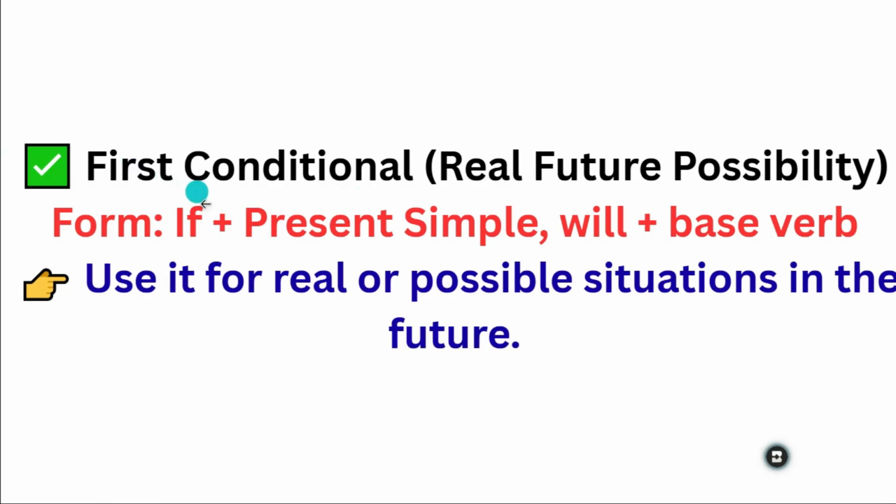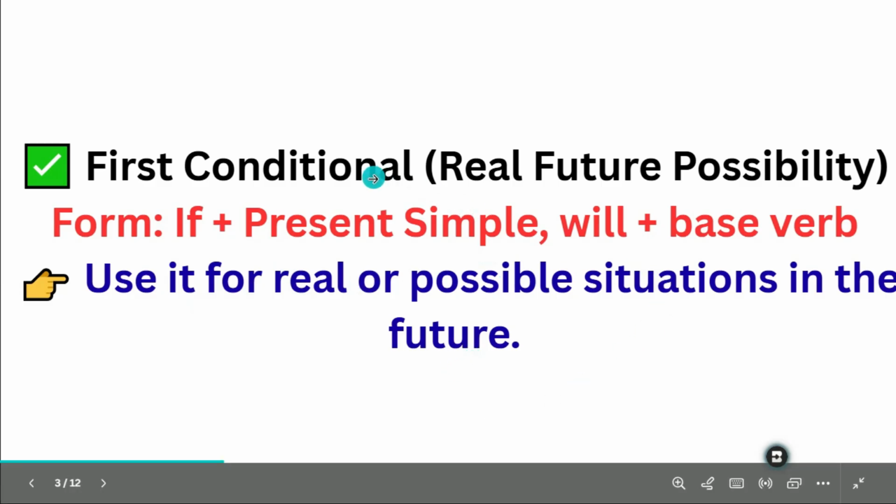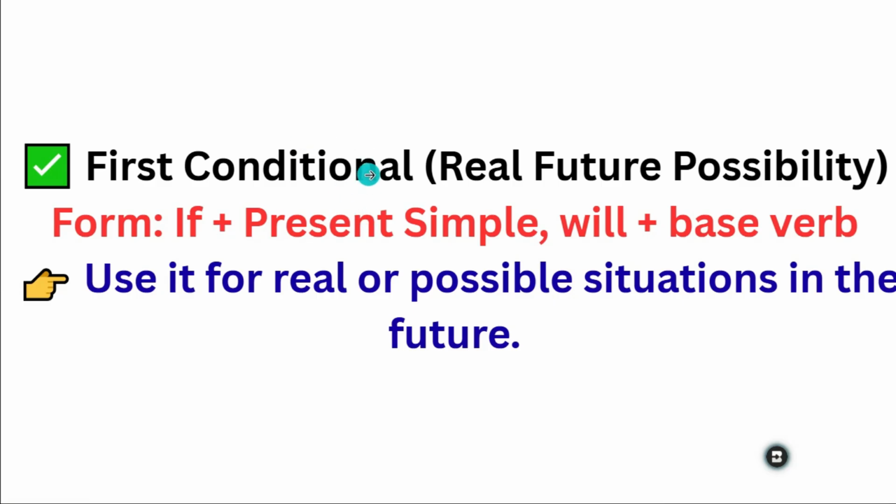Now, when we talk about the first conditional, the form of it is if, present simple, and will plus the base verb. So over here, we will talk about if, present simple, plus future, and the base verb, verb 1. When do we use it? We use it for a real or possible situation in the future. Just let me talk about the condition. When we have a condition, we use a conditional sentence, right? And this if is the tool, the conditional tool.